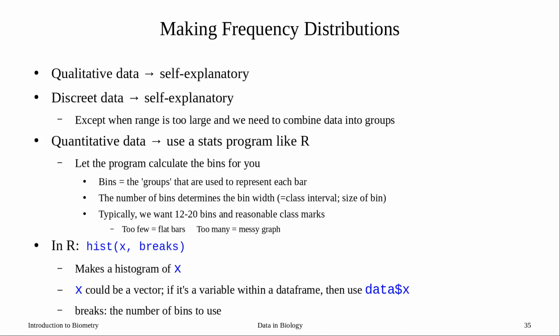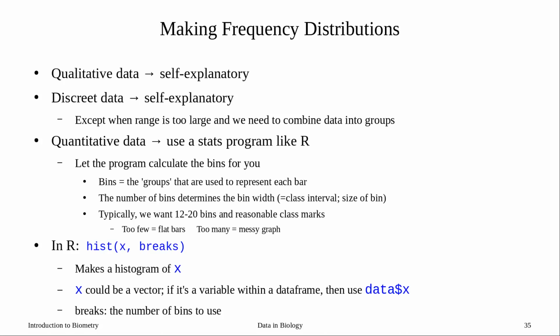If we have quantitative data and we want to make a frequency distribution, then my suggestion is to use a stats program like R. Why? It's because in order to make the frequency histograms, we have to take our continuous variables, our continuous data, and put them into groups. That is called binning them, because we're putting them in bins, the groups of data. And those groups, those bins, are going to be the bars in the histogram.